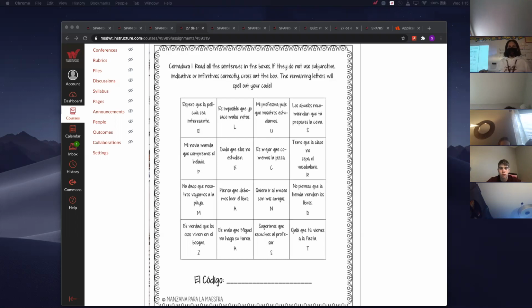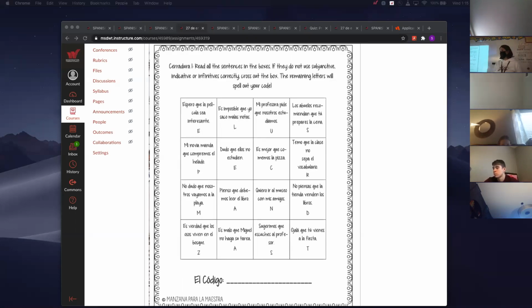And do we have the word que there? Yes. So do we need the subjunctive? Yes. Is the word sea in the subjunctive? Yes. So the first word of your code is E. So you can write that on the line that says El Código, if you have a paper copy, or you can just keep track of it on a piece of paper, the first word is the first letter will be E.